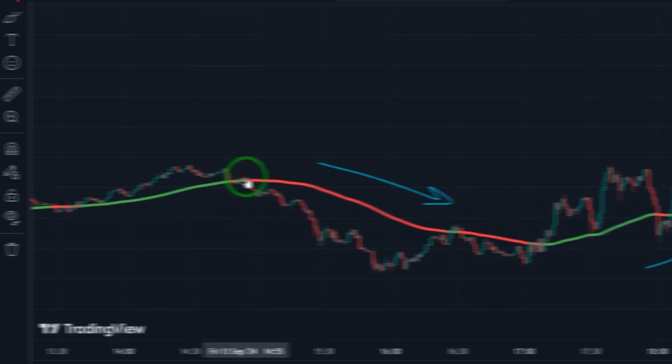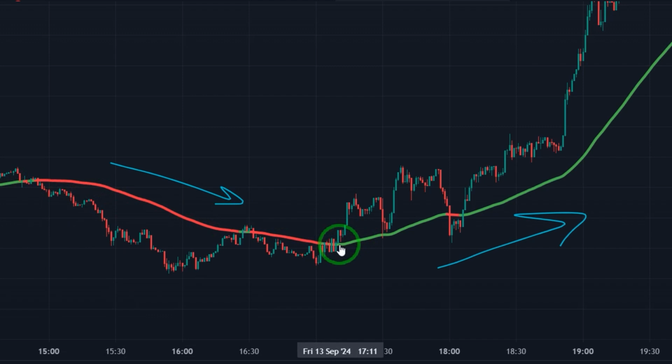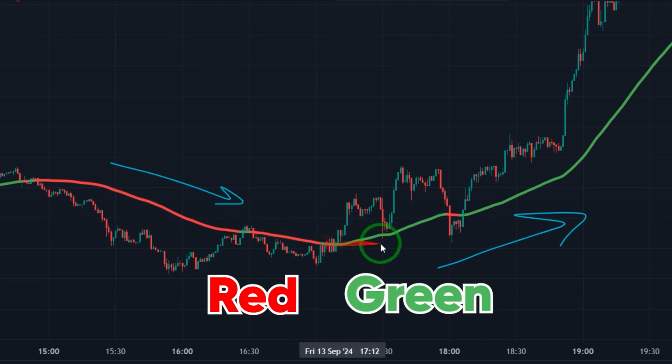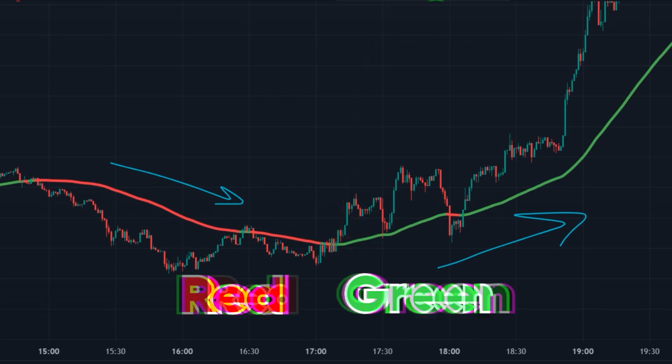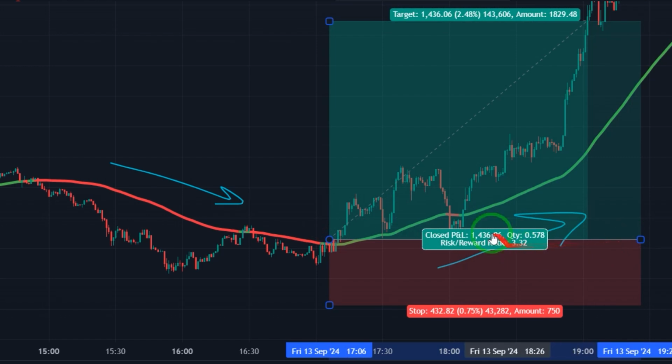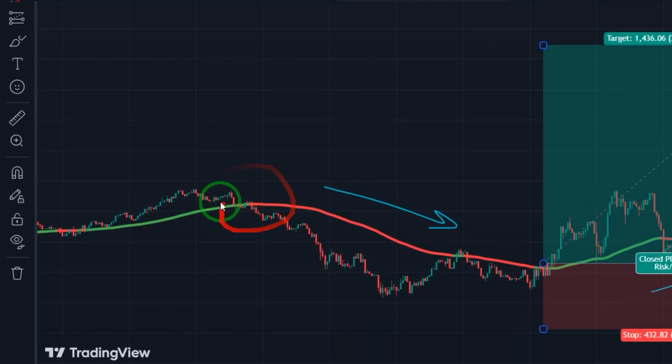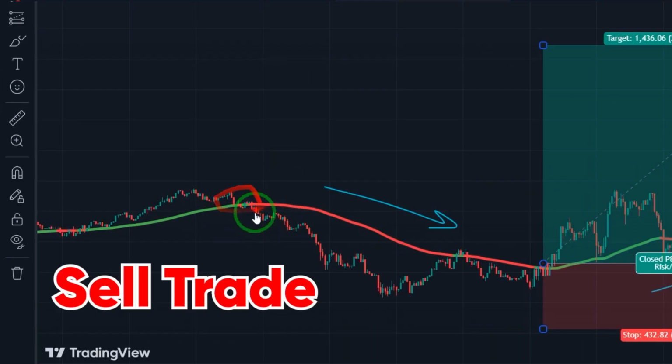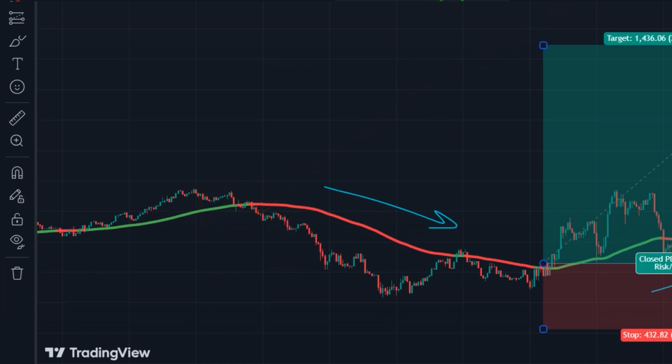but you should note that this method is not very accurate for finding entry points. For example, at this point, you can see that when the color of this indicator's line changes from red to green, we can enter a buy trade here and also make a good profit. Or at this point, you can see that we can enter a sell trade with the help of the color change.